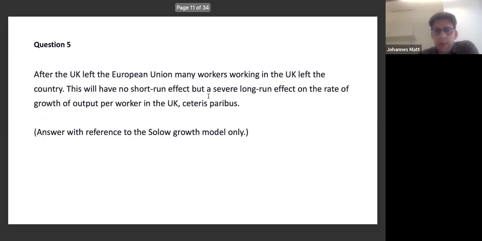output per worker should also rise as a result, right? So just a quick reminder here, we're being asked about output per worker. We're asking about the rate of growth of output per worker, not just of output in levels, but in output per worker.